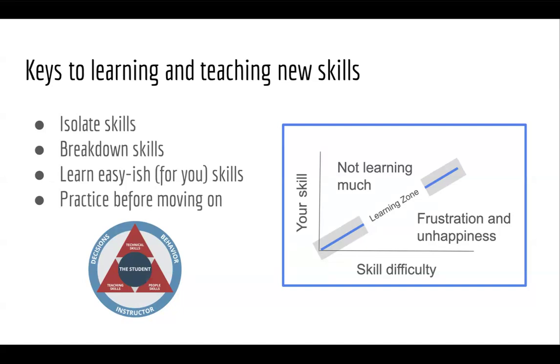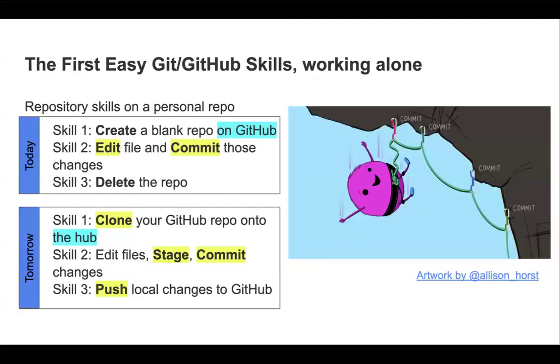It takes some thinking to isolate what the skills are. But as you describe something, the action verbs would be your skills. So we're going to isolate the skills, break them down, and then learn them one by one, and then practice before moving on.